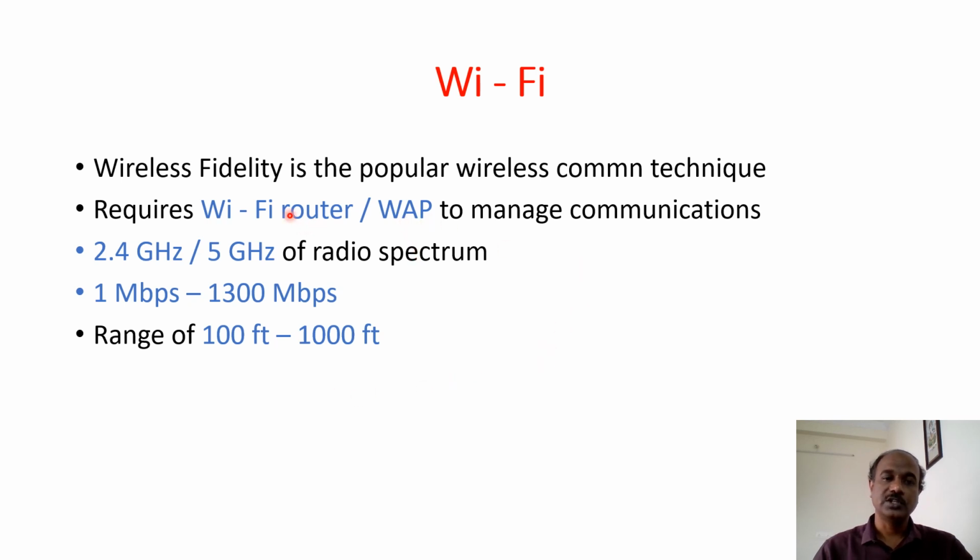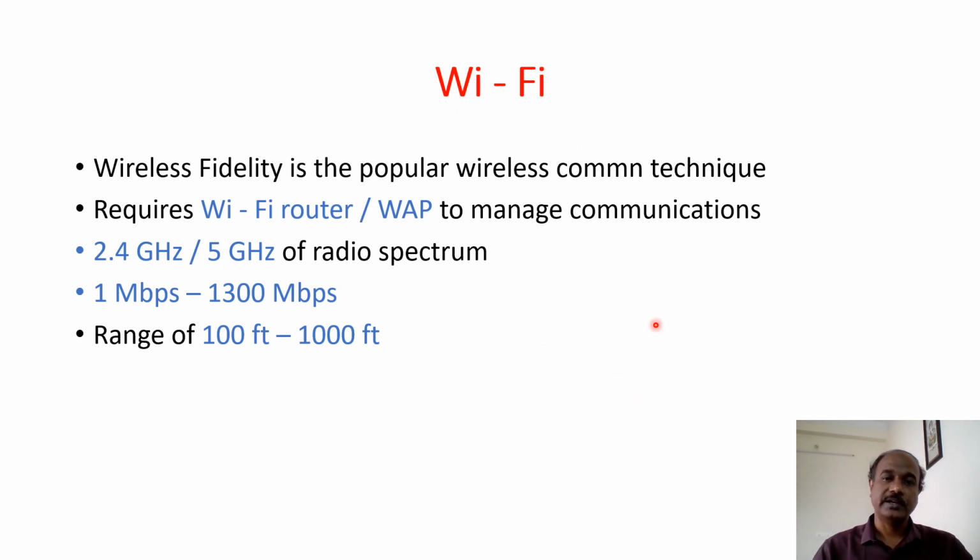This router is responsible for managing the whole Wi-Fi network. It initializes the Wi-Fi network, and it also assigns IP addresses to the different devices which want to communicate by using this Wi-Fi. Then this Wi-Fi works in the range of 2.4 gigahertz or 5 gigahertz of the radio spectrum. This is the range of frequency that is used by Wi-Fi technology.